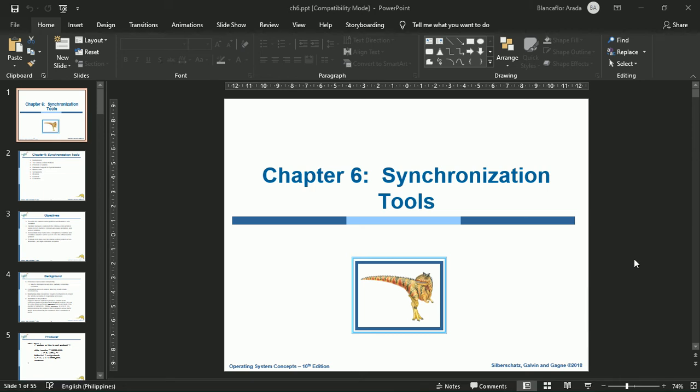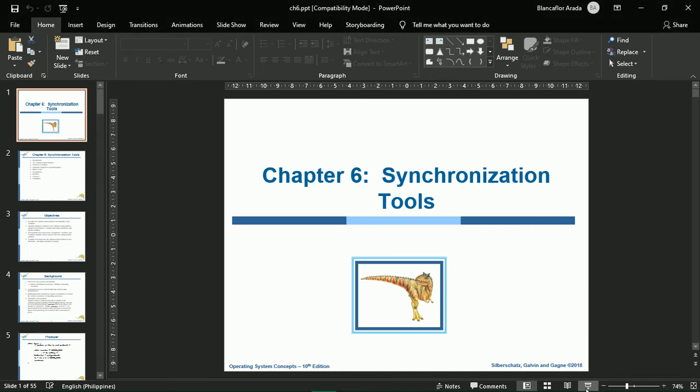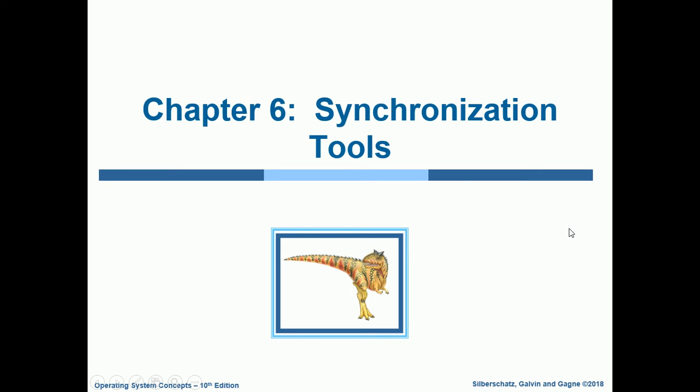So we're already in chapter 6, which is all about synchronization tools. These tools are specifically used for processes that are executed concurrently. So let's start chapter 6. Again, chapter 6 is all about synchronization tools.